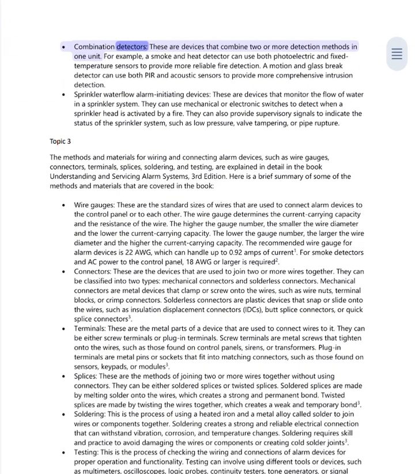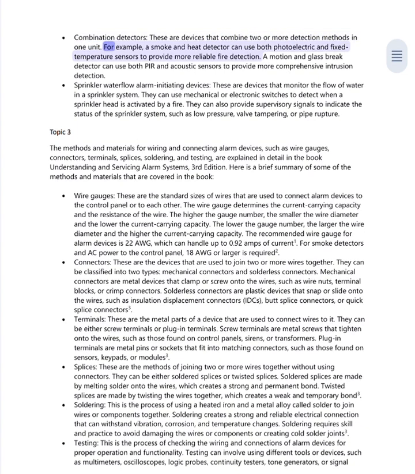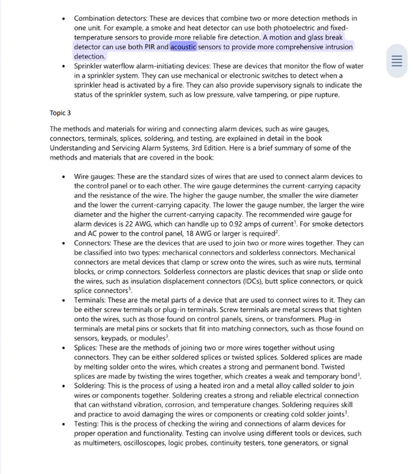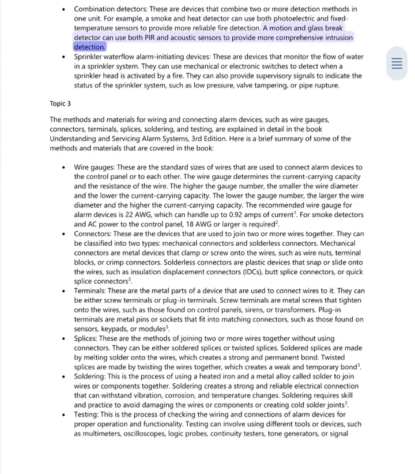Combination detectors. These are devices that combine two or more detection methods in one unit. For example, a smoke and heat detector can use both photoelectric and fixed temperature sensors to provide more reliable fire detection. A motion and glass break detector can use both PIR and acoustic sensors to provide more comprehensive intrusion detection.